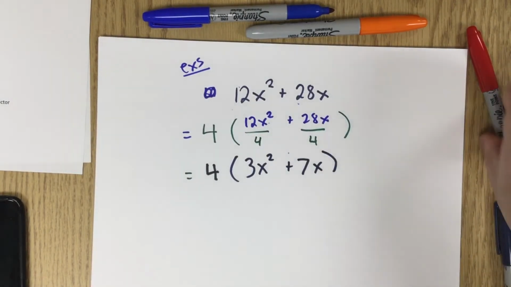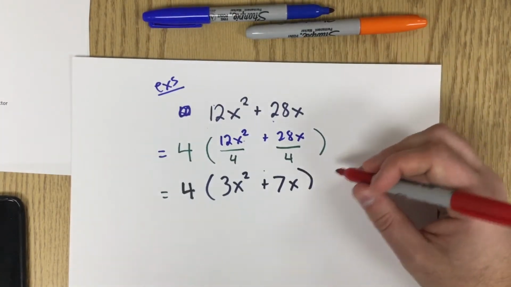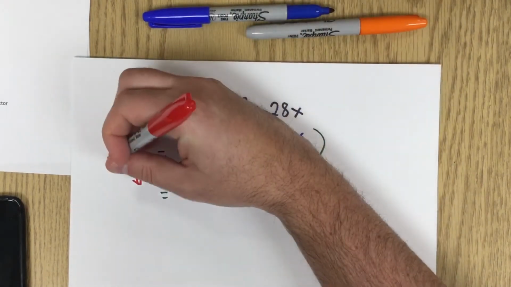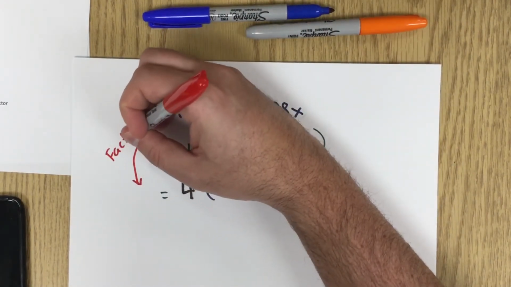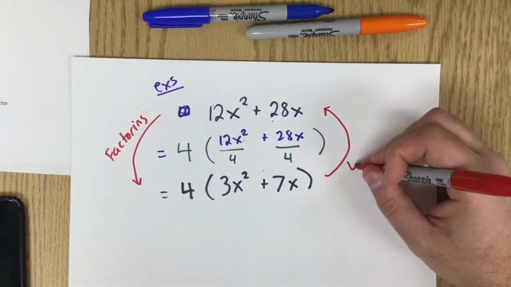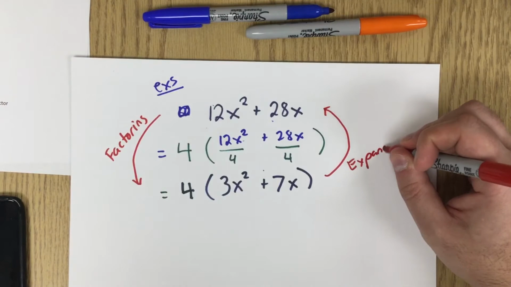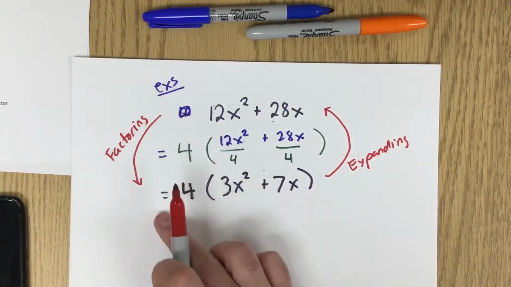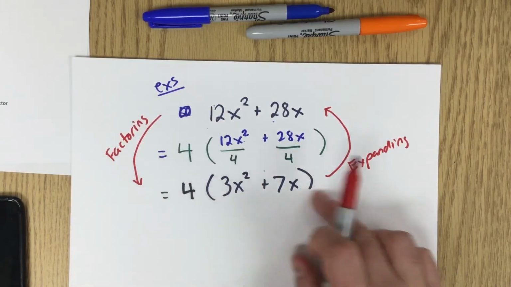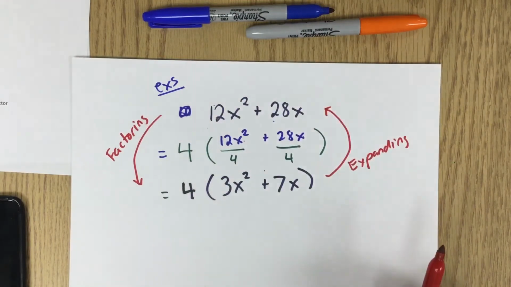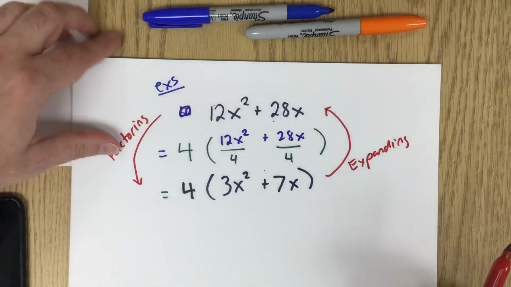So just to be clear, going from there to there is what we're going to call factoring. And then going from there to there is what we're going to call expanding. And this is factored form, so we start there, we factor in order to become factored. So this is now factored form, and if we expand it, it would go into expanded form. Okay.